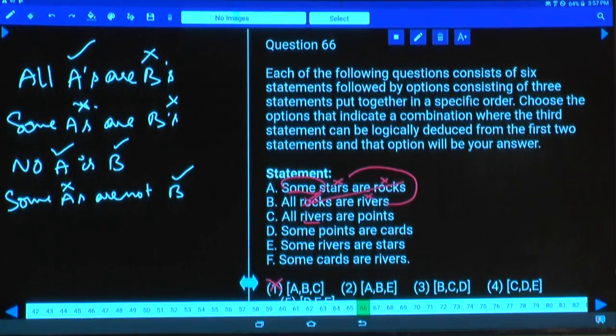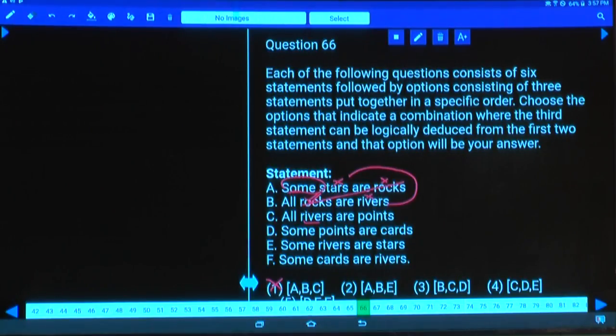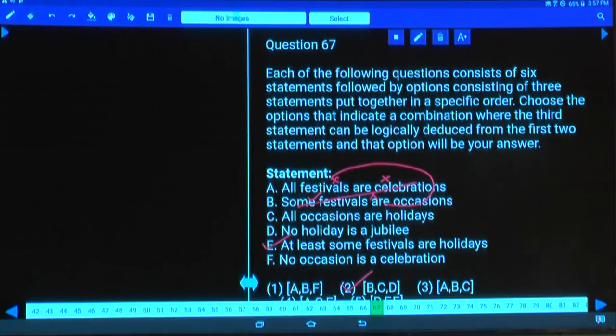Then coming to the second one. Now in the second, tell me A, B and E. What is your answer here? Star and rock, cross and cross. This is tick and cross. The middle term rock is distributed, and some stars are rivers. Some stars are rivers is nothing but some rivers are stars. Choice 2 is the answer. Clear now? And this is about question number 66, it is choice 2.